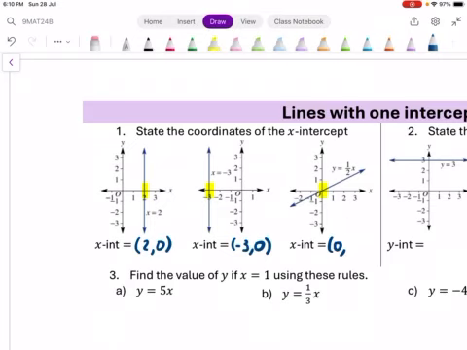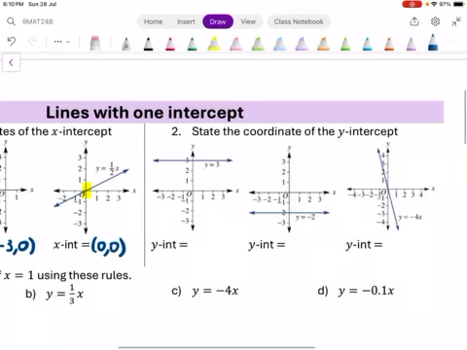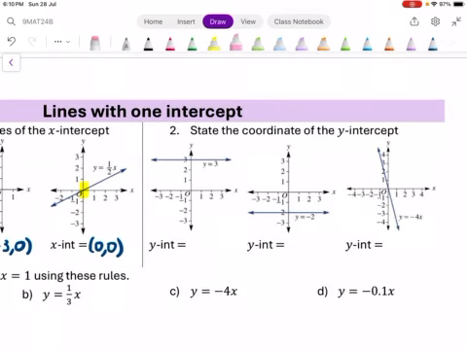Okay, moving on to question 2, our y-intercept is at the point where our graph crosses our y-axis. So for the first line, y equals 3, our y-intercept is at the coordinate 0, 3. For our next one, the y-intercept for the line y equals negative 2 is at negative 2, so our coordinate is 0, negative 2. And our last one has a y-intercept occurring at the origin, so our y-intercept is at the point 0, 0.